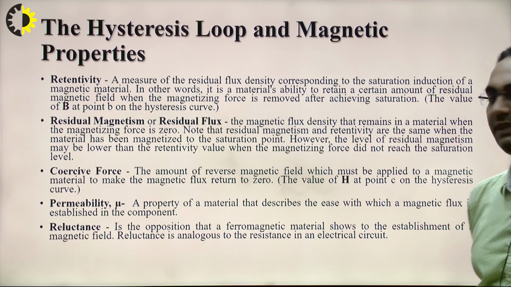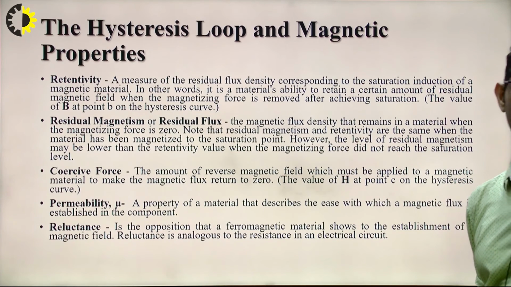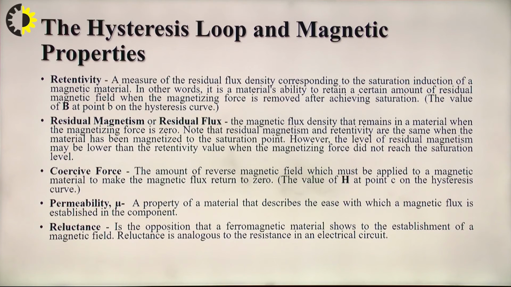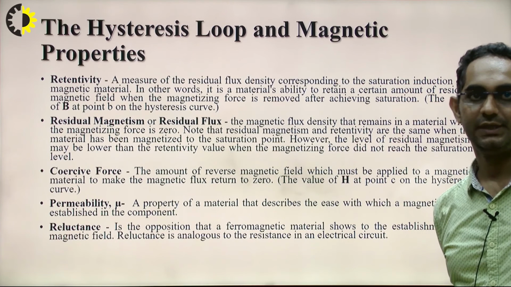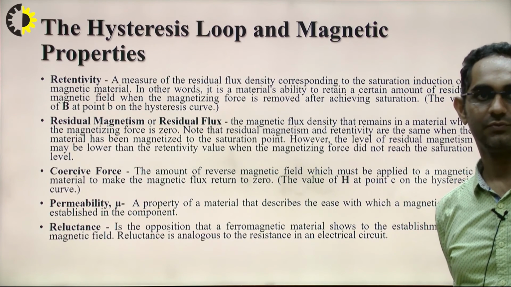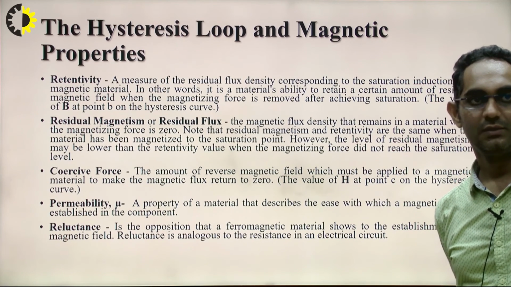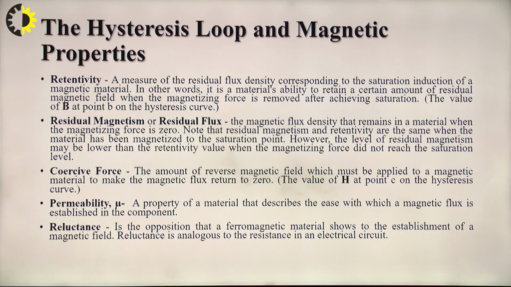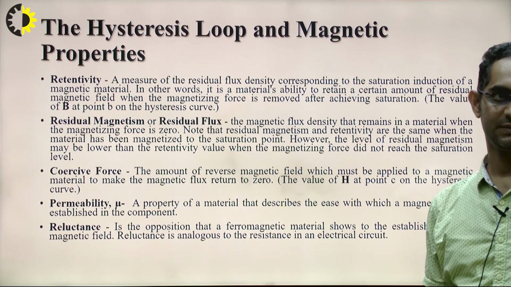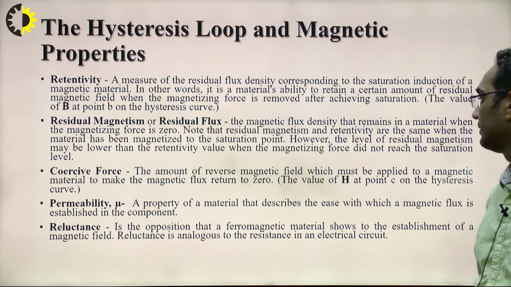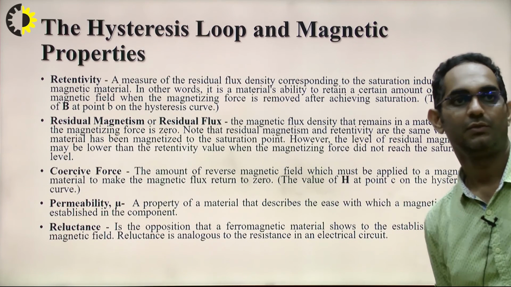First is the retentivity. Retentivity is a measure of the residual flux density corresponding to the saturation induction of a magnetic material. In other words, it is a material's ability to retain a certain amount of residual magnetic field when the magnetizing force is removed after achieving saturation. It is the value of B at point B on the hysteresis curve.